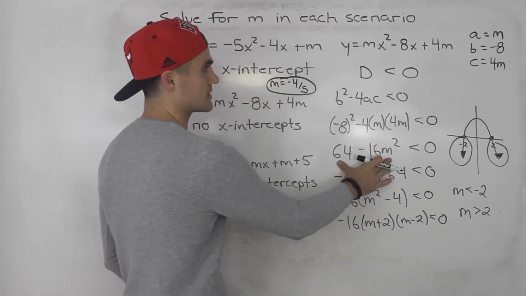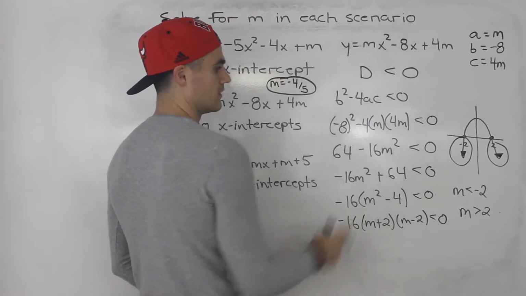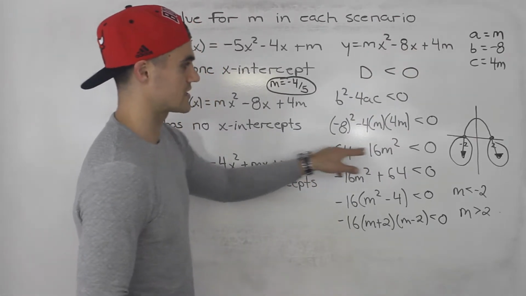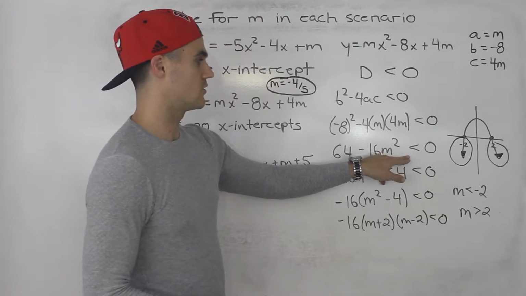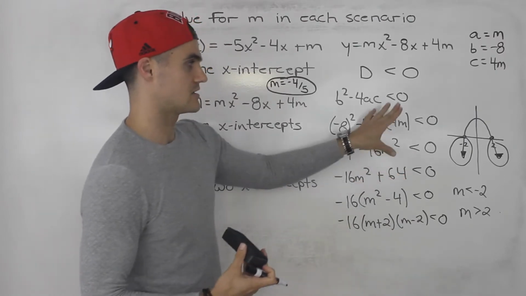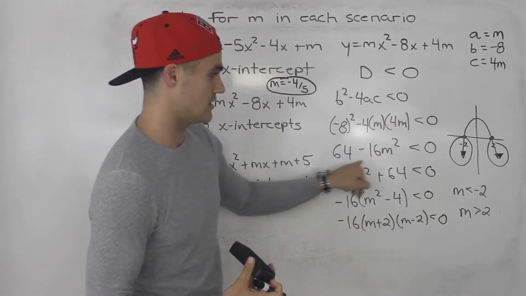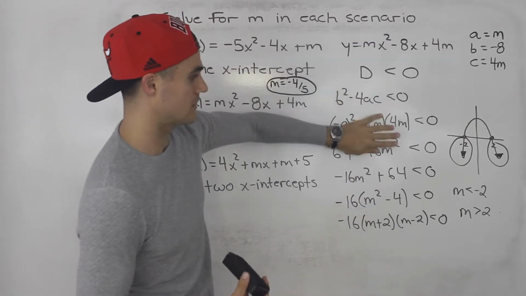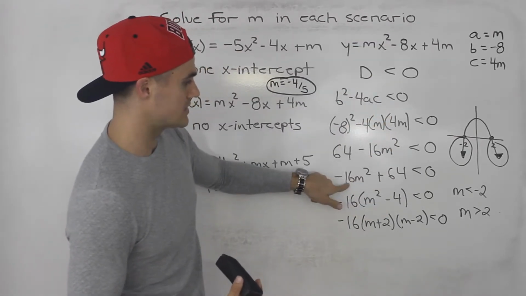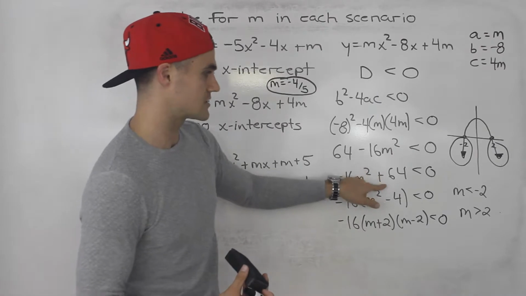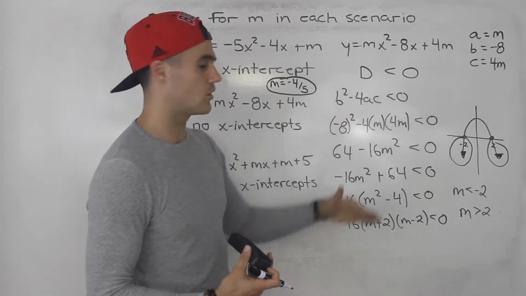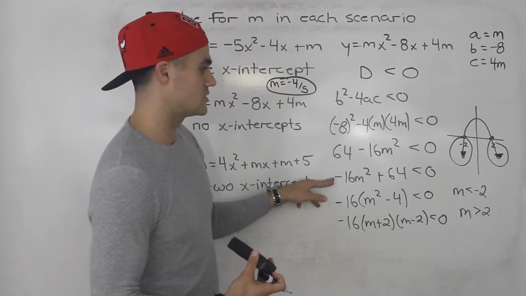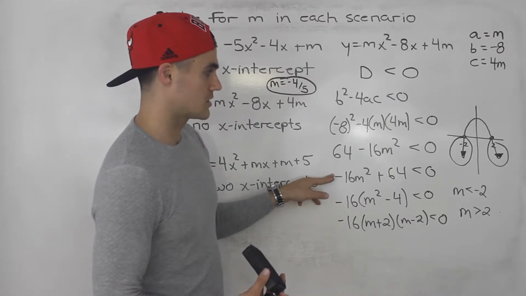Now, this quadratic is different than the one we're working with, right? We're just solving this inequality here. So the way I'm solving it is visually. So I'm taking this quadratic here. I'm forgetting about everything else. I have this quadratic. When is this quadratic, negative 16m squared plus 64, less than 0? When is it below the x-axis? So what I do is I graph it. So I know it's going to be opening down.